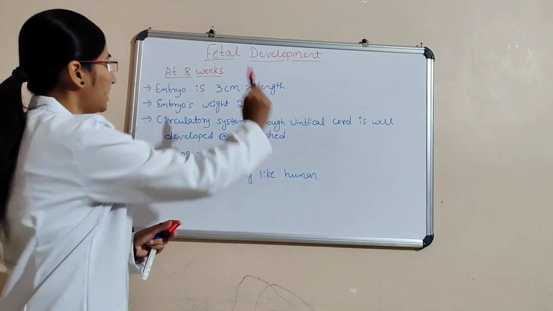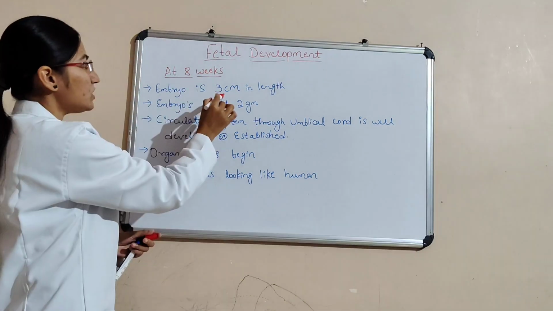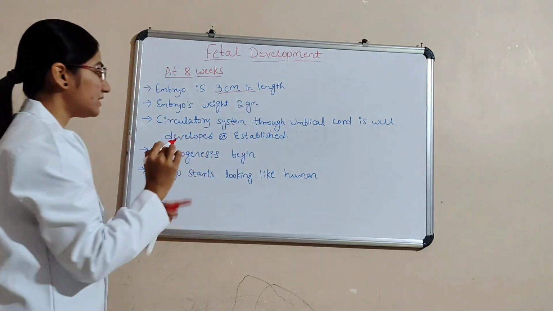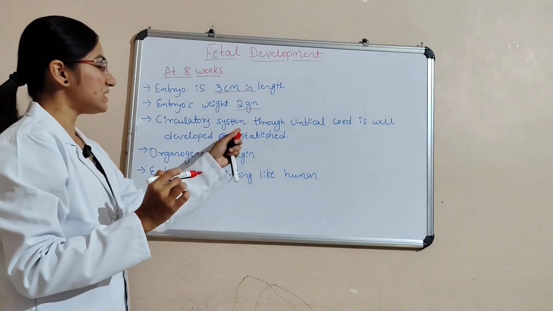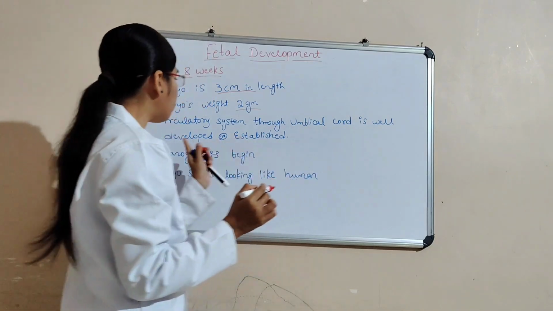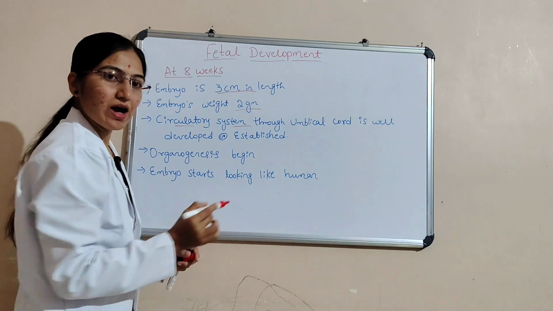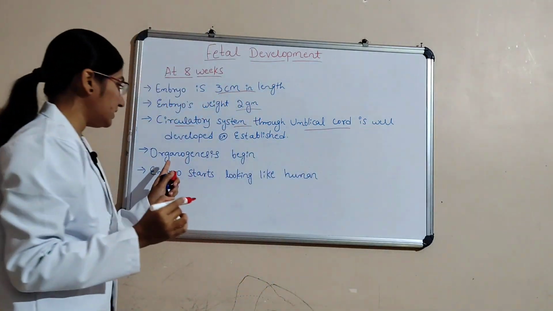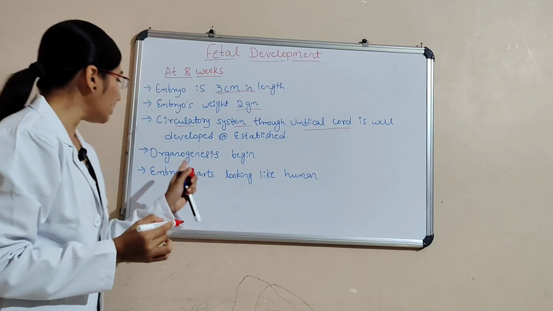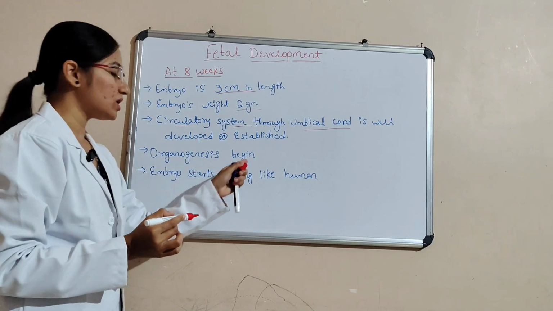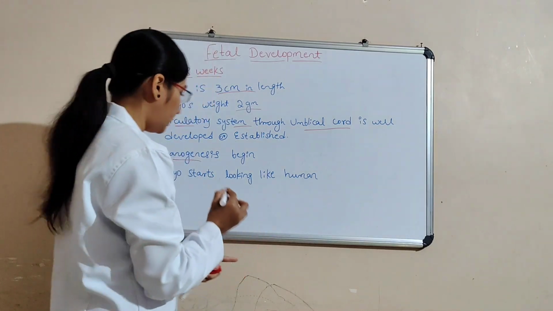Next we'll see fetal development at 8 weeks. First, the embryo is 3 cm in length, and weight will be 2 gram. The circulatory system through the umbilical cord is well established. Organogenesis begins. Organogenesis means generating organs. And then the embryo starts looking like a human.